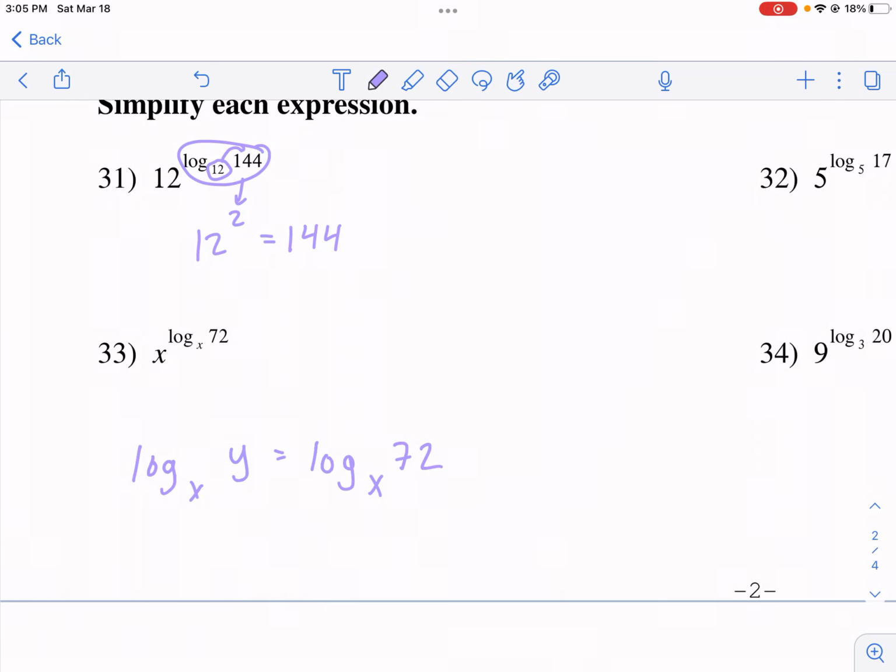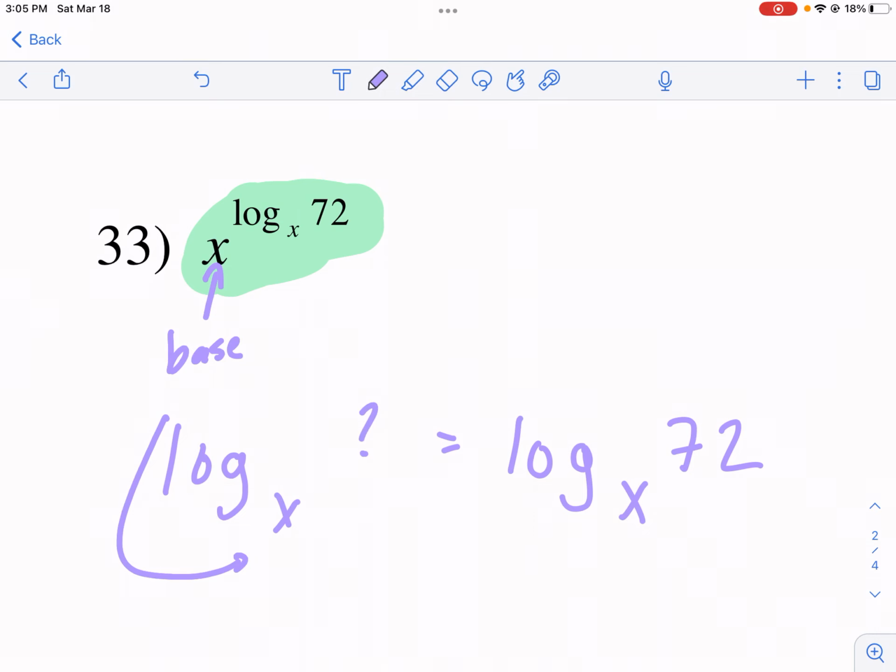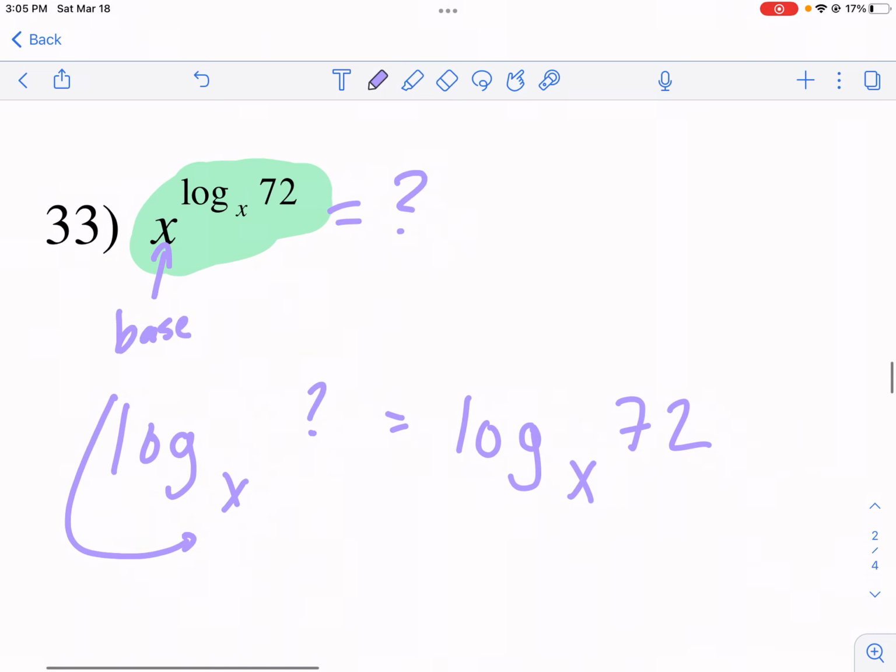Okay, so for number 33, we see that we have log base x of 72 as the exponent. So essentially, I'm going to write this whole expression as an exponent. So take a look. I have this as an exponent. My base is this guy right here. There's my base. So I'm going to change this as the base. And then I put y as just some unknown. I could have put a question mark here because remember, this is normally equal to some question mark. And then my exponent is all of this. So let me erase this. My exponent is all of this, and I put that in log form all over here on this right side.